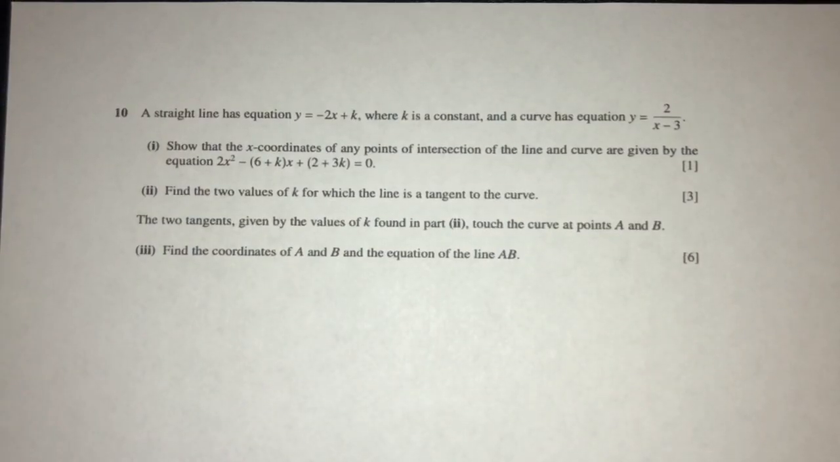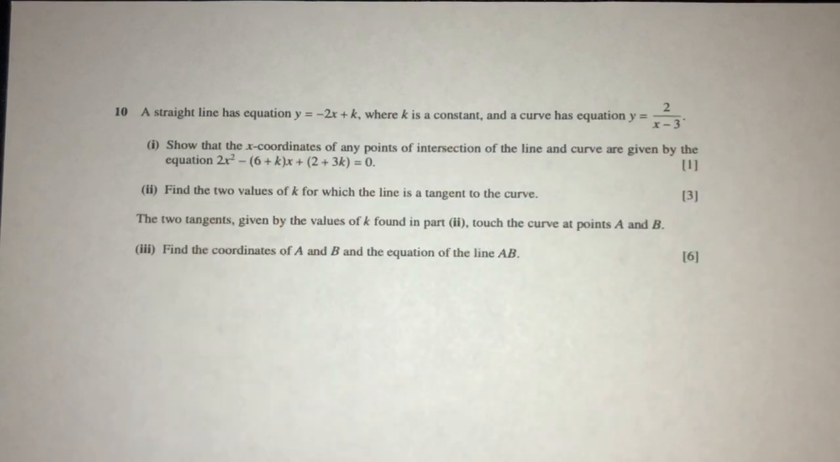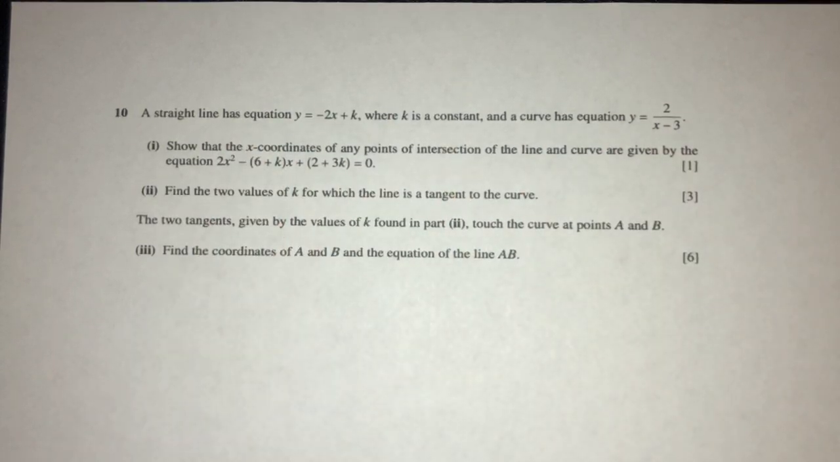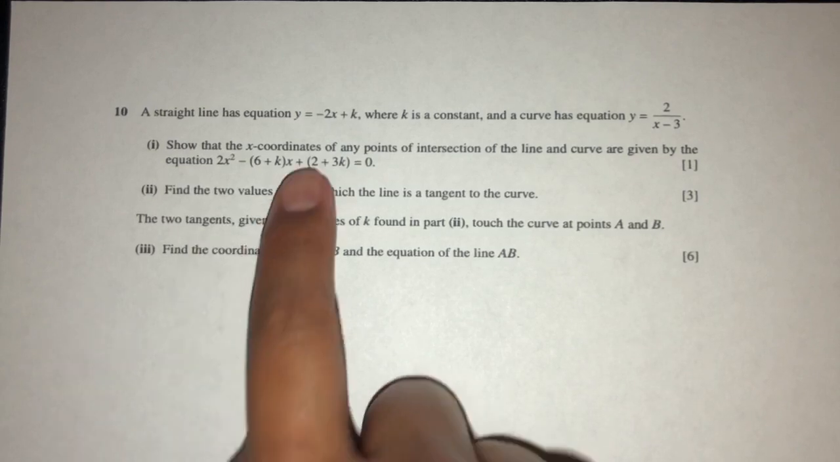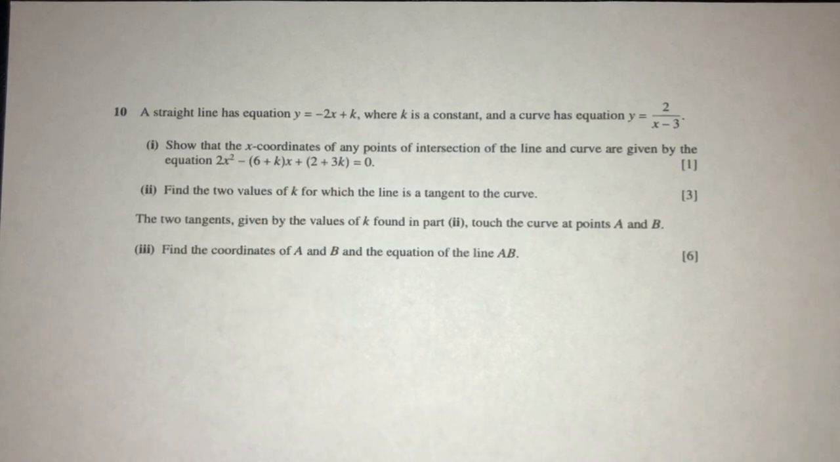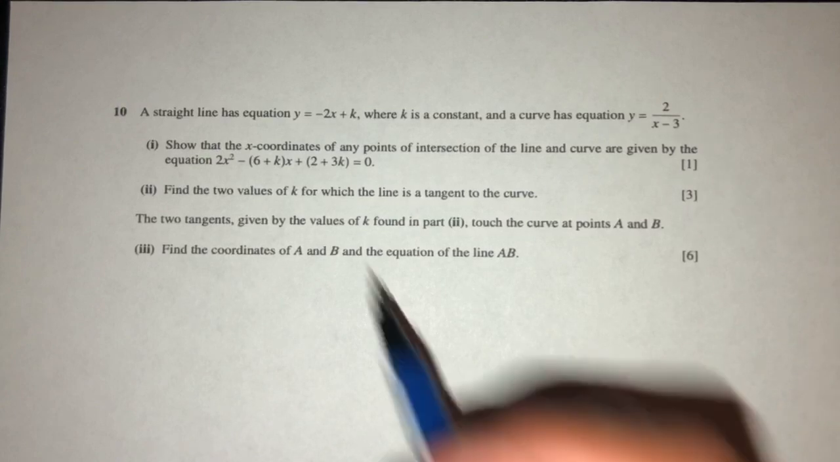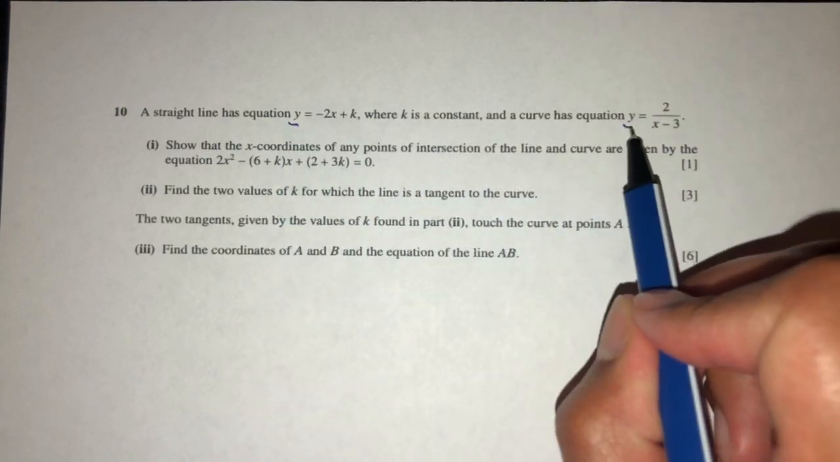Now let's move on to the next question. A straight line has equation y equals minus 2x plus k, and a curve has equation y equals this. So we have two equations. Part 1, we have to show the x value of any points of intersection is given by this equation. Pretty easy. To find the point of intersection, we have to solve a simultaneous equation.